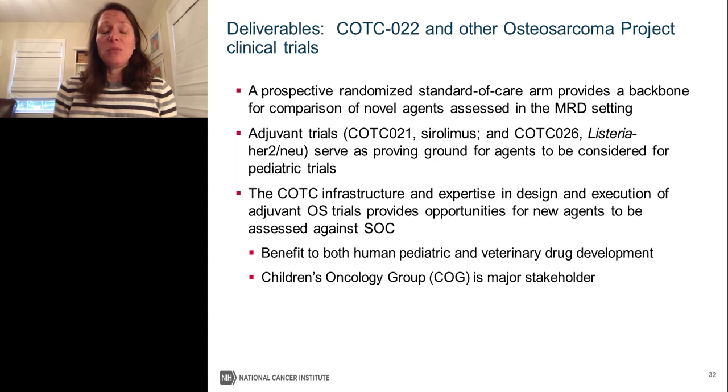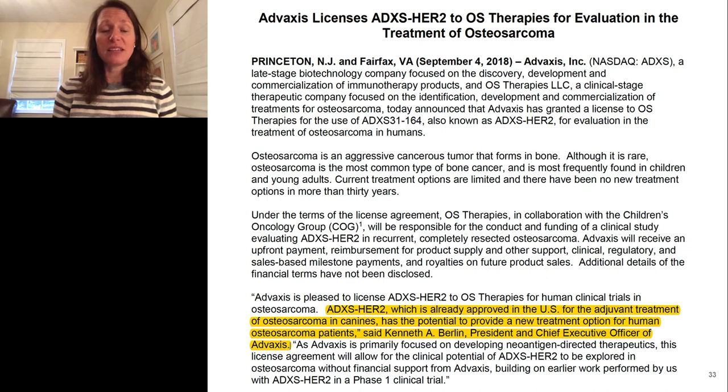And we always strive to engage the stakeholders within drug development, but also patient advocacy groups, and specifically the Children's Oncology Group is a major stakeholder in our activities. It's really important to us to make sure that whatever we do has translational benefit for both dogs and for humans. And to that end, actually, Advaxis, the company who has created and manufactured the Listeria construct, has now entered into an agreement to have OS Therapies move that agent forward for human clinical trials. And so that relationship between Advaxis and OS Therapies is pretty critical. And I think that the data that we're generating in dogs is really helping to garner the enthusiasm for the movement of this agent forward.